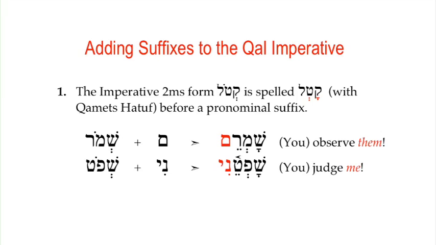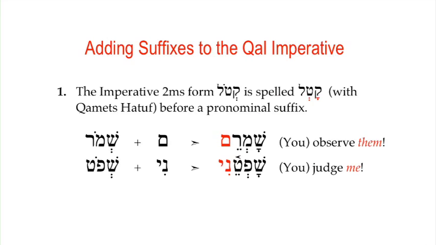You have the O class vowel in the first syllable, followed by the pronominal suffix with an E class connecting vowel. Now, by connecting vowel, I simply mean this. You can't simply add the pronominal suffix directly to a consonant. Hebrew doesn't like 2 consonants in a row at the end of a word.